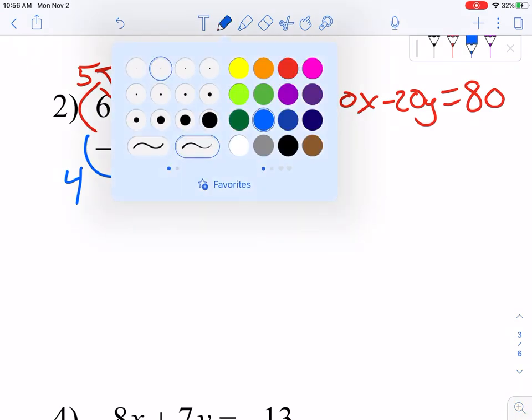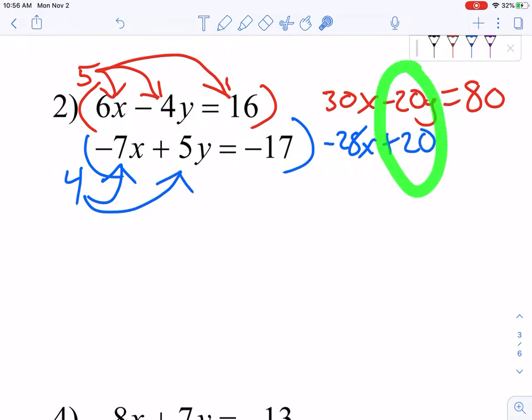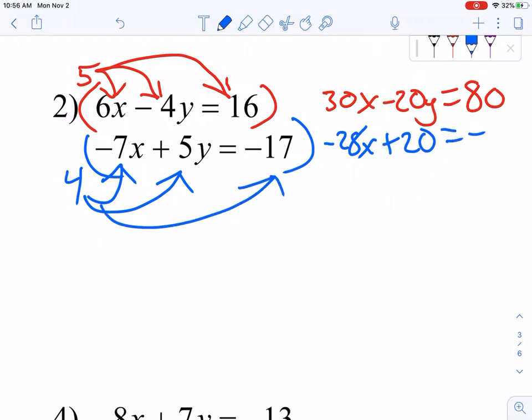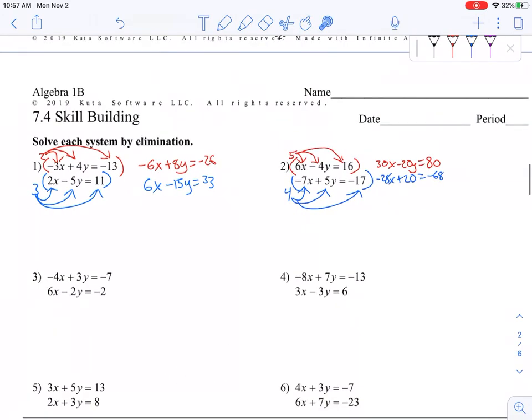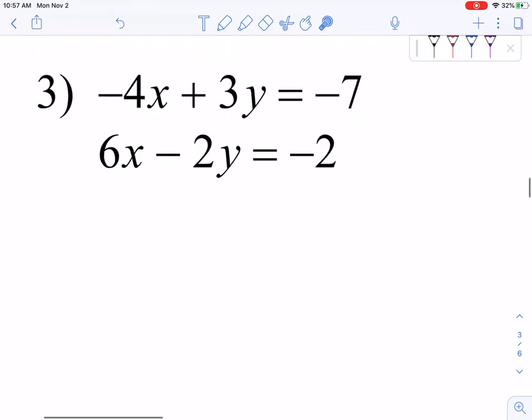For my bottom equation, I'm doing a similar thing here. I'm going to do 4 times negative 7 to get negative 28, 4 times 5 to get positive 20. That's what I want to create here: two terms that will cancel out. And then 4 times negative 17 to get negative 68. I now have two equations that I could combine to have a term that I can solve for. I'm not actually doing that solving right now. I'm just showing you how we can multiply the top and the bottom.